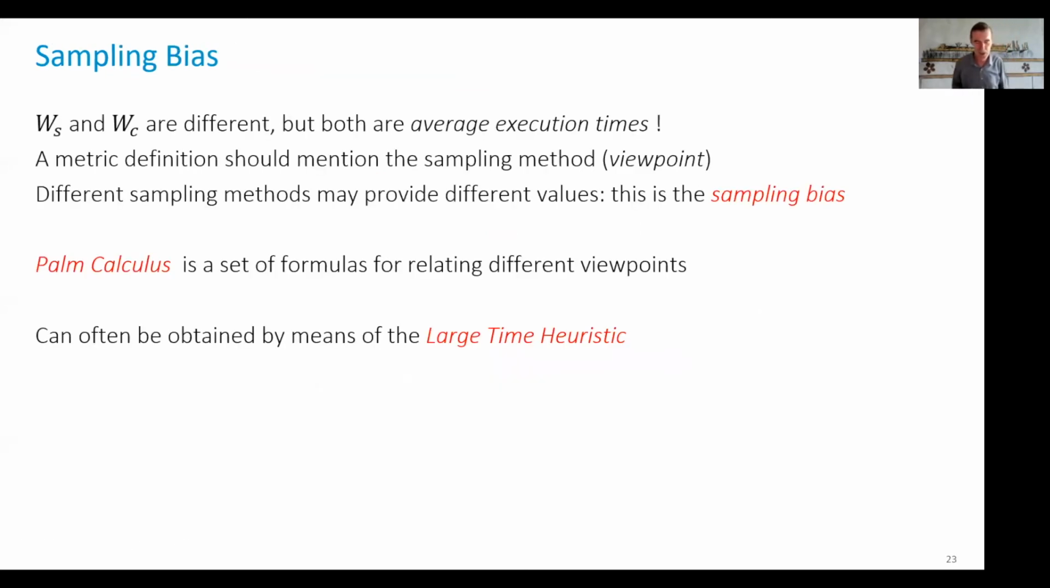What we will see is that there are, in fact, methods to reconcile the different viewpoints. This is called Palm Calculus. Palm Calculus is a set of calculus formulas for relating different viewpoints. So if I find something that is different from yours, I should be able to reconstruct yours by using Palm Calculus. Palm Calculus is sophisticated, but we will start by giving an intuitive interpretation in the form of a heuristic here.